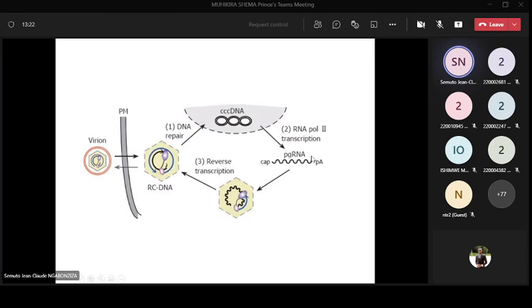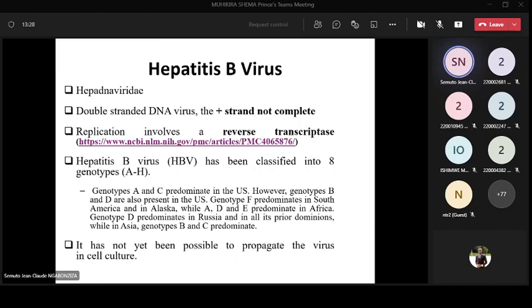So hepatitis B has been classified into 8 genotypes, A to H. Genotypes A and C predominate muri US. Genotype F ikadomina muri South America and Alaska. Hano muri Africa dufite A, D and E. Genotype D predominates in Russia, donc ni epidemiology.